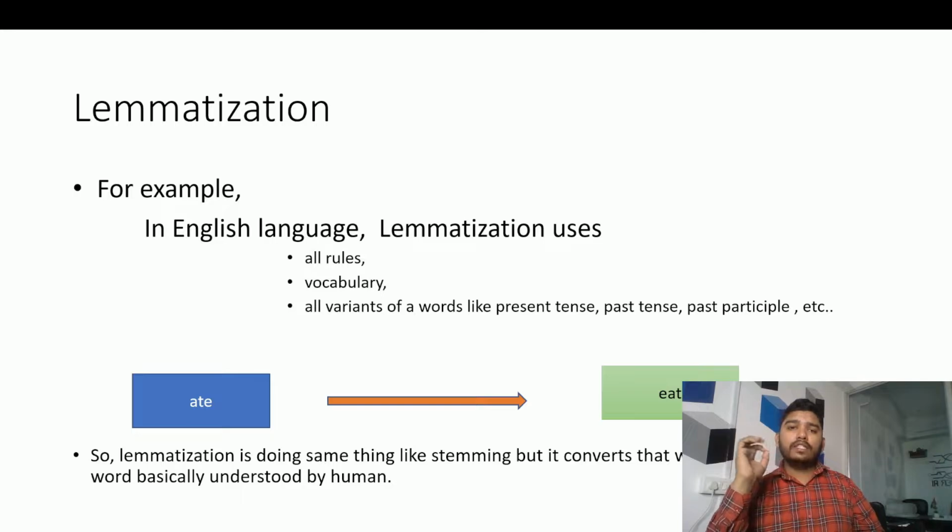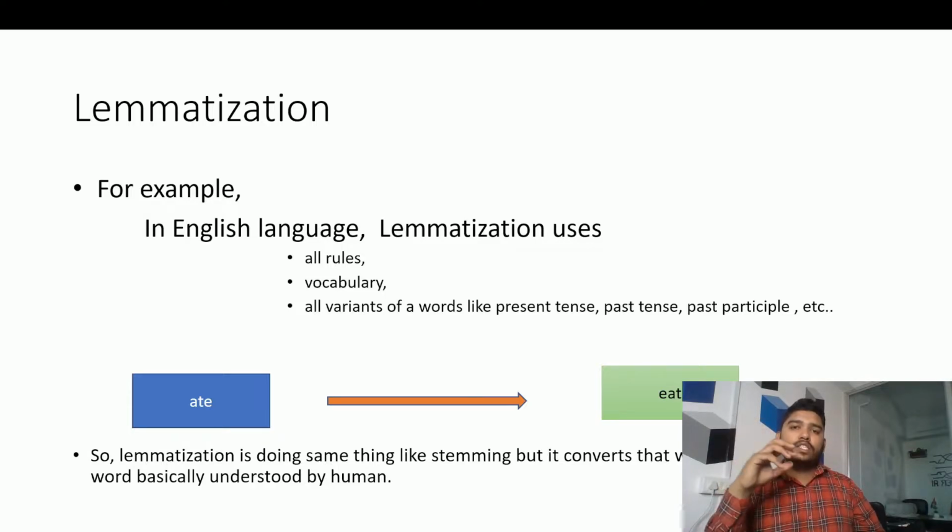In the English language, lemmatization uses all rules, vocabularies or variants of a word like the present tense, past participle, etc. Suppose you apply it to a form of eat, it will give the root word eat. Right? So basically, lemmatization is doing the same thing as stemming, but it converts that word into a meaningful word, basically understood by humans. I hope you got the idea about lemmatization and the difference between stemming and lemmatization.